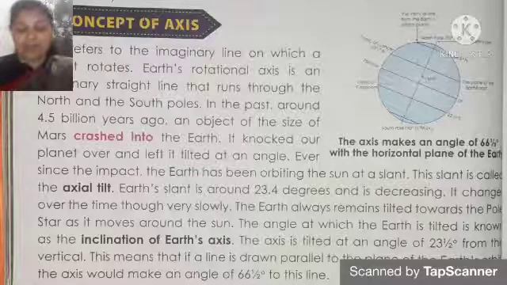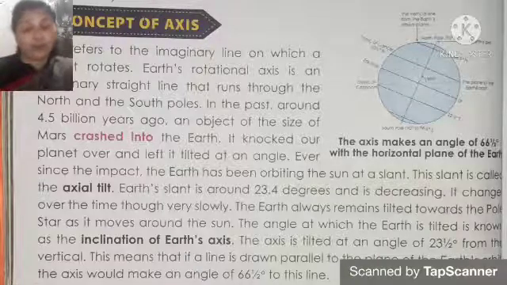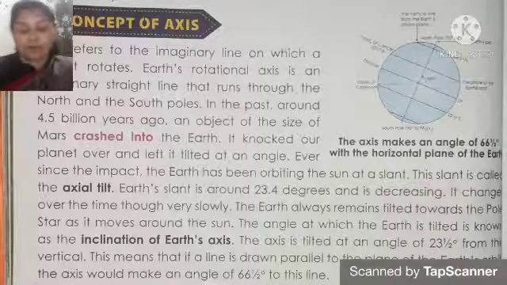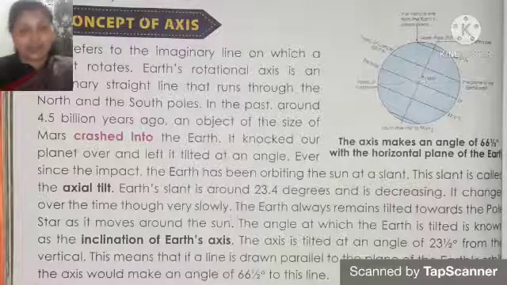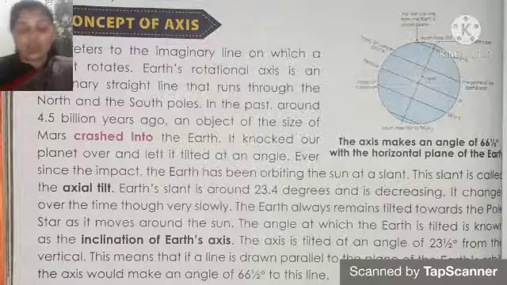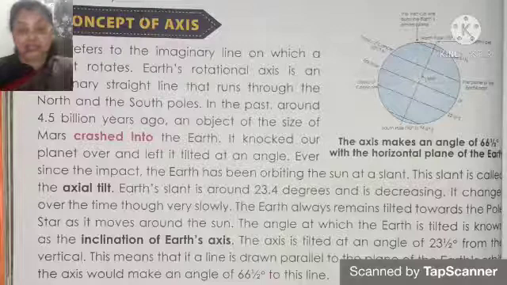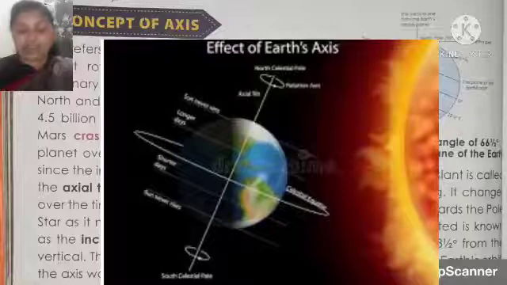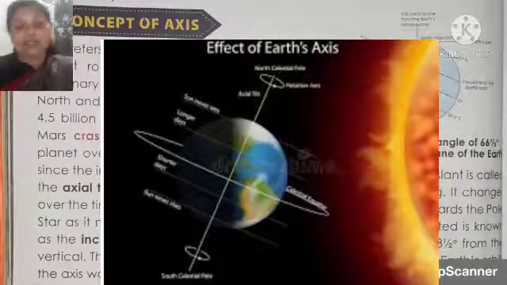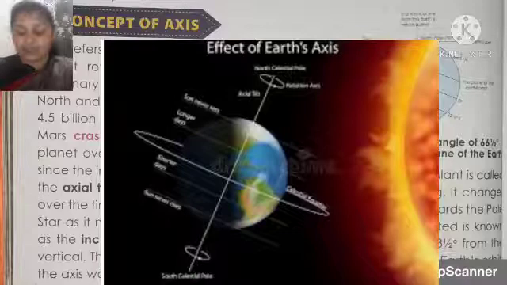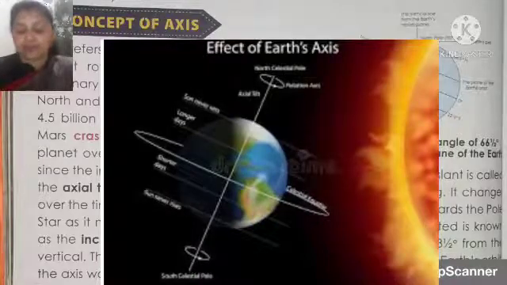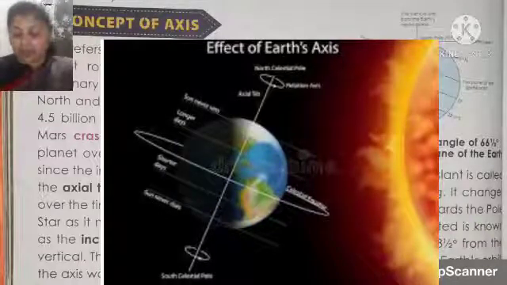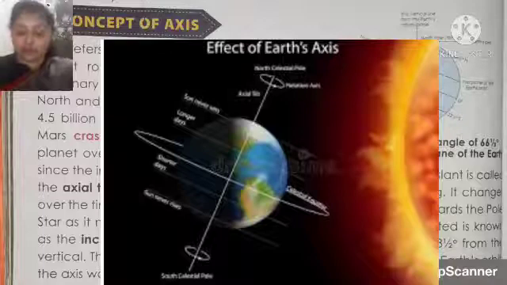In the past, around 4.5 billion years ago, an object the size of Mars crashed into the Earth. It knocked our planet over and left it tilted at an angle. Ever since the impact, the Earth has been orbiting the Sun at a slant, and this slant is called, you know what? The axial tilt. Earth's slant is around 23.4 degrees and is decreasing, and it changes over time very slowly.